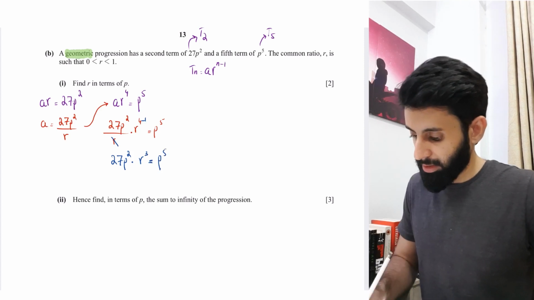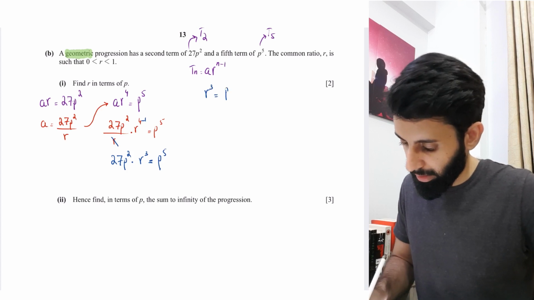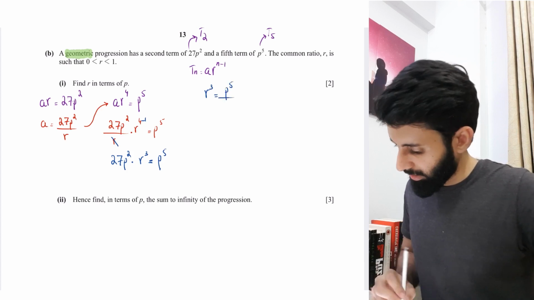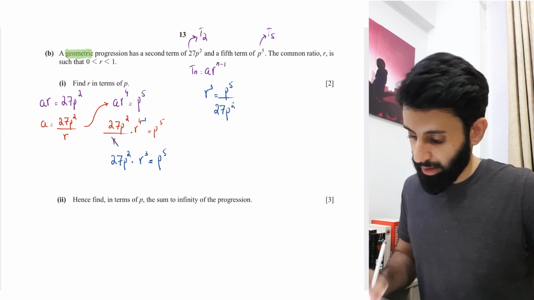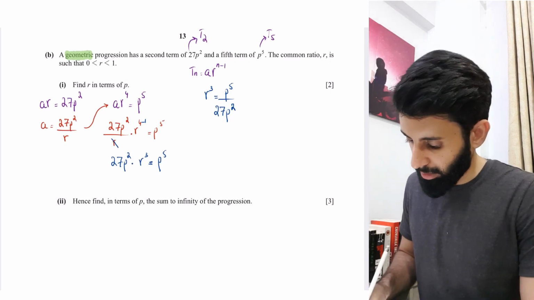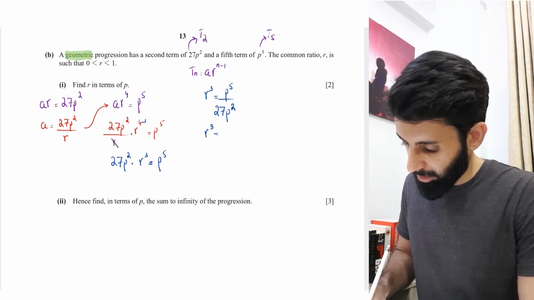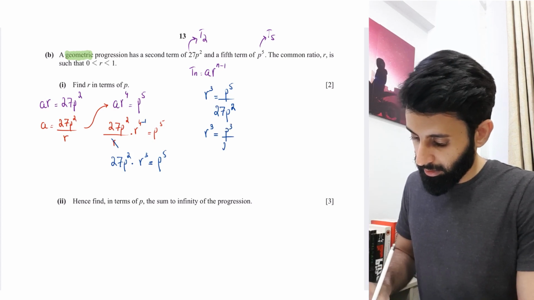Now let's make r the subject. When you do that, you'll end up making r cubed the subject. That means you're looking at p to the power 5, and then this you'll divide by 27p squared. Now since you have the same base, p to the power 5 and p squared, you can reduce the power by 1. So you're looking at r cubed is equal to p cubed upon 27.